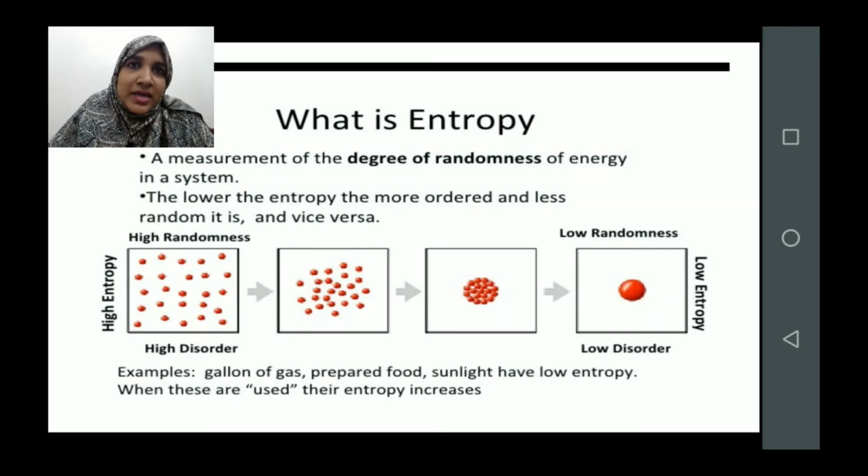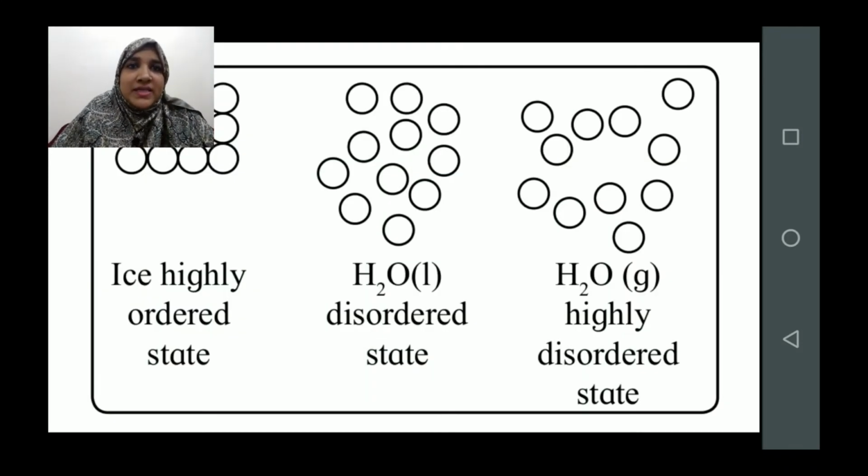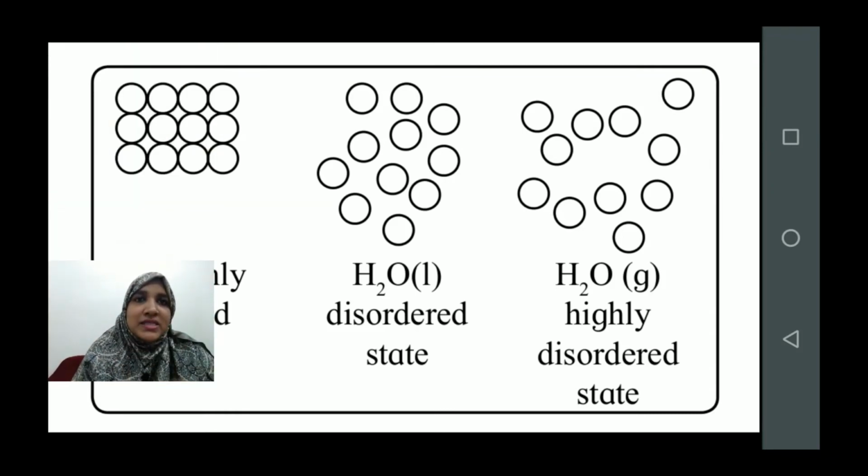So you can try to remember the meaning of entropy in this way. It is the measurement of the degree of randomness or disorder in the system. Now here I have shown one example of ice, water and its vapor. We know that ice is solid, so in ice the water molecules are nicely packed together and have their fixed positions. So it has order in its structure, therefore it will have the least entropy.